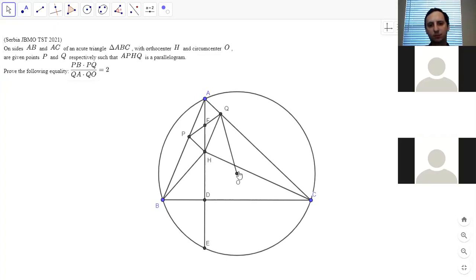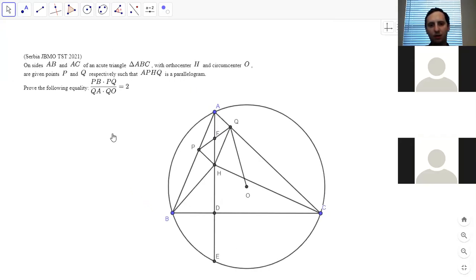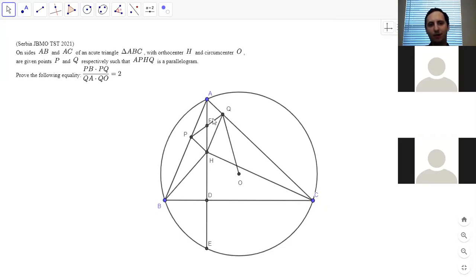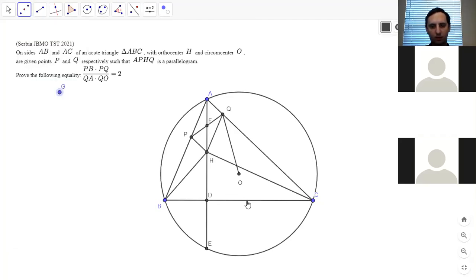angle OCQ is equal to angle BCH, and BCH is equal to BAH, and BAH is equal to QHF. Yes, so we need HF over HQ is equal to CO over CQ. And which means that we need, if you call M the midpoint of BC.